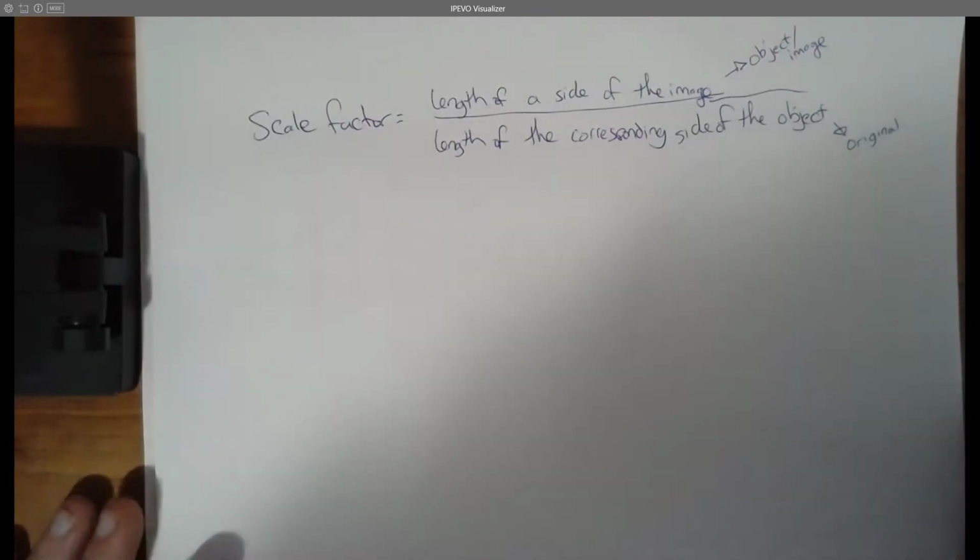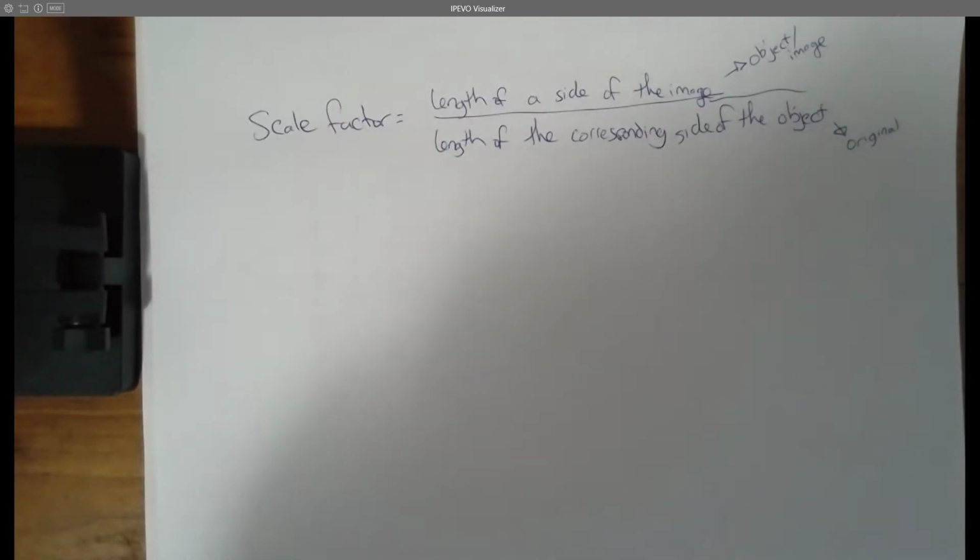It's important to remember that we have the object or the image on top and we have the original on the bottom. And it's also important that we are comparing corresponding side lengths. So, for example, if you're taking a look at two rectangles that you're comparing, and if you are comparing the length of the top of the rectangle, the top line, make sure you're comparing that with the length of the top line in the image of the rectangle, so that you're going to get a proper scale factor here.